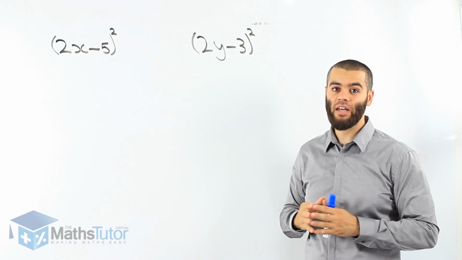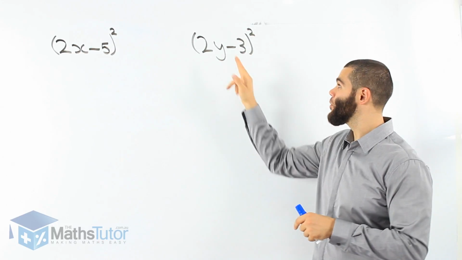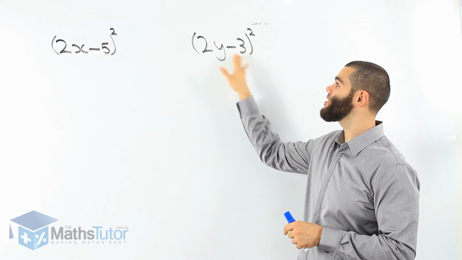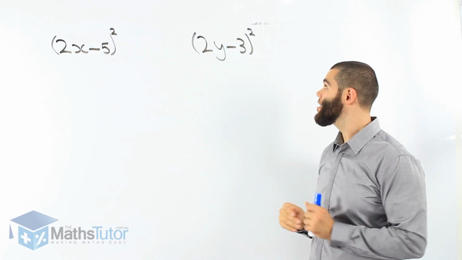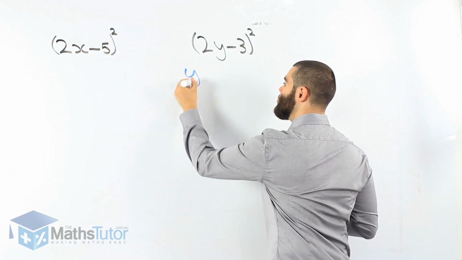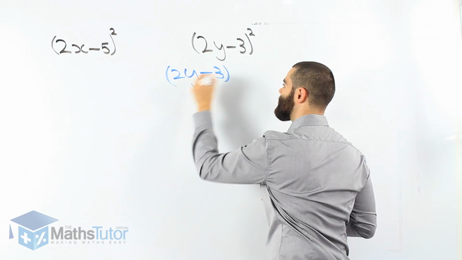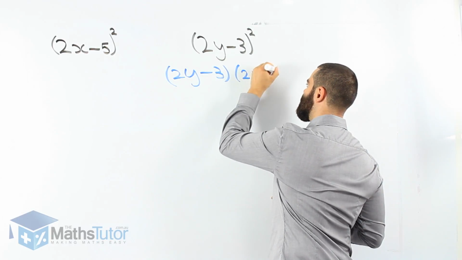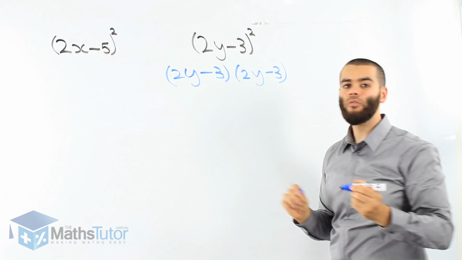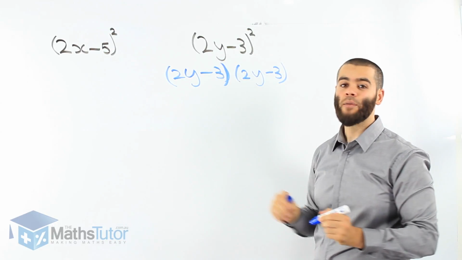Is this a perfect square? Yes, it is, because we know squared means times by itself. So whenever you see 2y minus 3, a binomial expression like this, and it's squared, it really means 2y minus 3 and 2y minus 3. That's what it really means. Squared means it times by itself. So this is a perfect square.